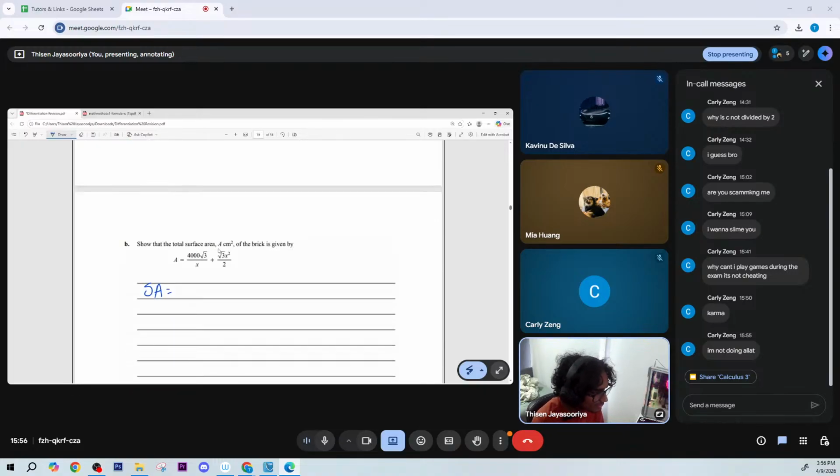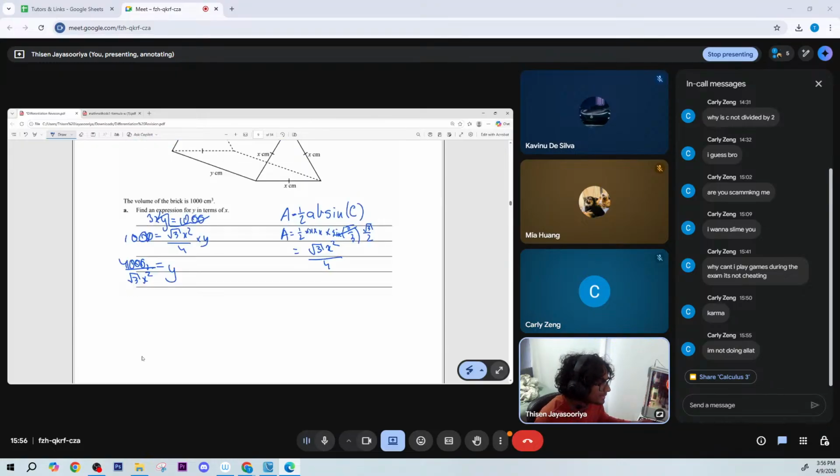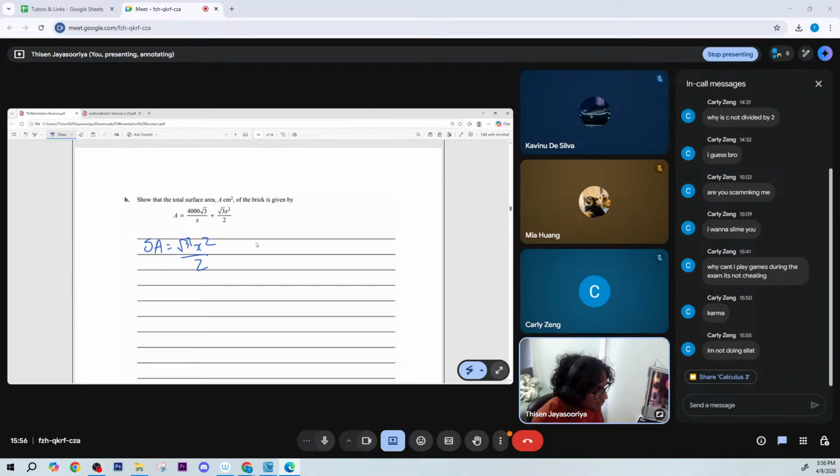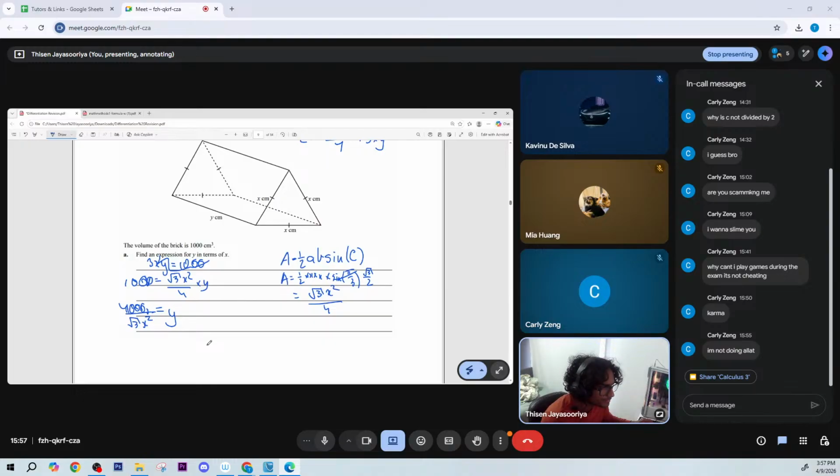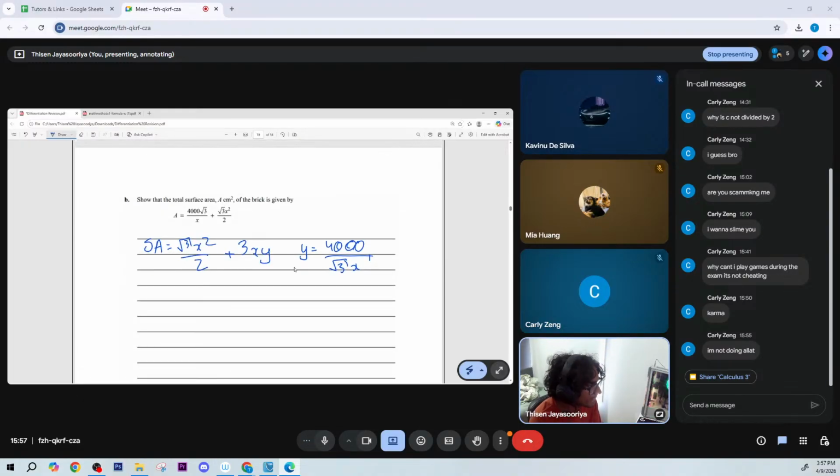Here we write down root 3 x squared over 2 plus 3xy. So that's what this simplifies to. But we know that y equals 4,000 over the square root of 3 x squared. Yeah, x squared. So, what does the surface area of this object become in terms of x?